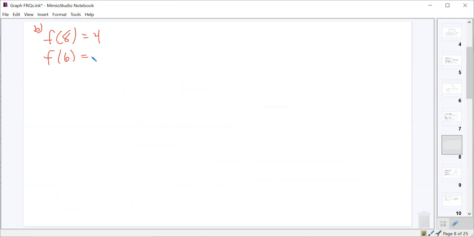F of 6 ought to just be the value at f of 8 plus our integral from 8 to 6 of f prime of x. And so in order to figure that out, we're going to want to know the integral from 6 to 8.